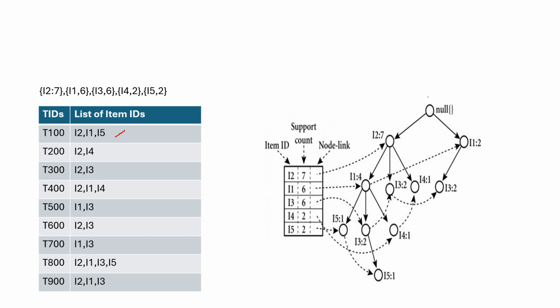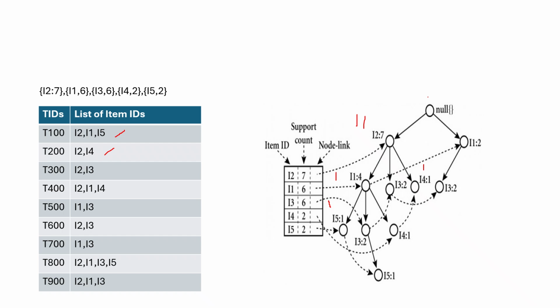The first transaction is I2, I1, I5. I'm putting I2 here and then I1. From I2, I'm putting I1, then from I1, I'm extending to I5. The occurrence of I2 is 1, the occurrence of I1 is also 1, and the occurrence of I5 is also 1. Now let me take the next transaction, which is I2 and I4. I2 I already have as 1, so I'm adding 1 again, and then I4. From I2 we already have I1, I5, but now it is I2, I4. So from I2 I'm drawing I4, and the occurrence here is 1.